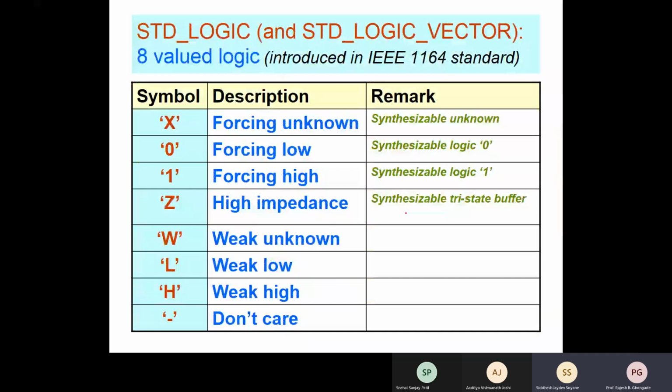Then let us revisit the std_logic, 8 valued logic. It is the 8 valued logic. X is unknown, 0 is low, 1 is high. This is high impedance. This is weak unknown. This is weak low, weak high, and don't care. Okay.